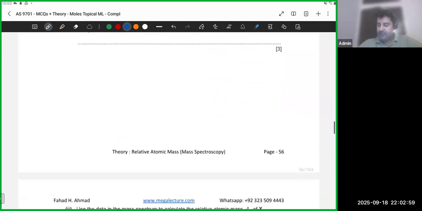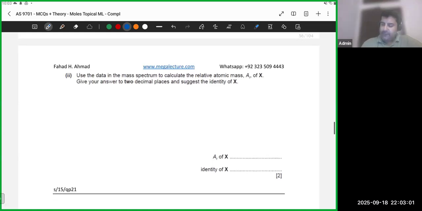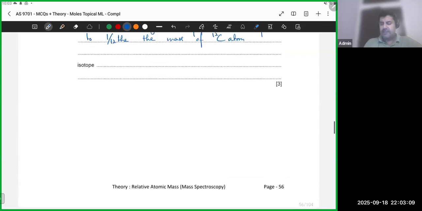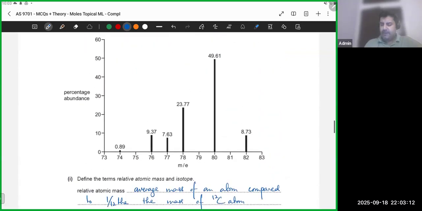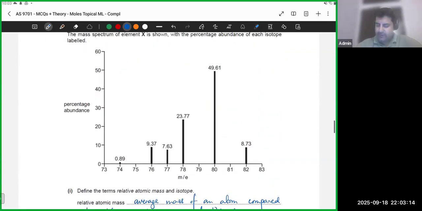I say you got this one, and he's saying you have to find the relative atomic mass, and he's told us that it should be up till 2 decimal places. You have to be careful about the decimal places that he's asking for. So let's just do this one here. We're not going to waste too much time on this.